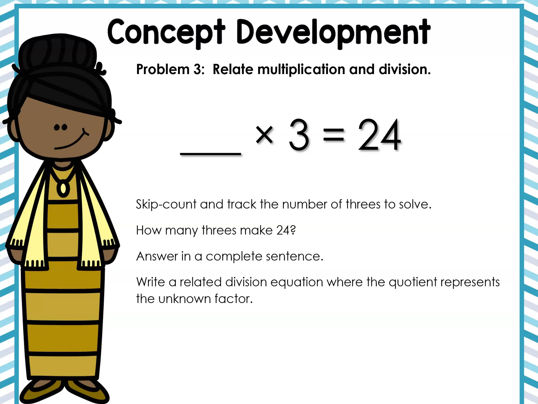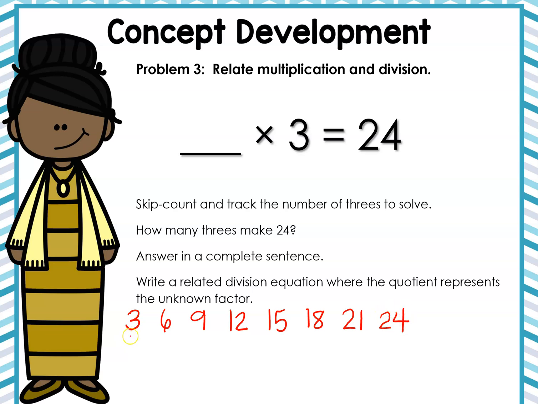So we need to skip count and keep track of the number of 3's it takes to get to 24. So we're going to write our skip count as we go by 3's. Here we go. So we have 3, 6, 9, 12, 15, 18, 21, 24.